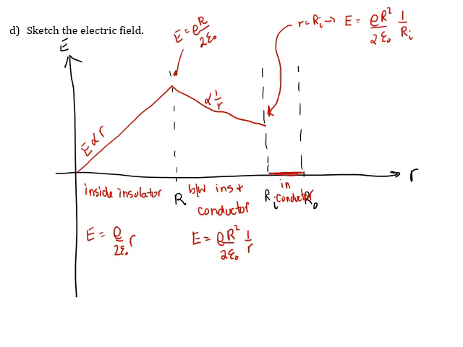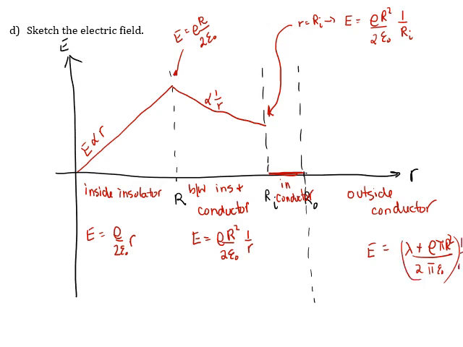And then once we get outside the conductor, our electric field now jumps. And we know the expression for the electric field outside the conductor. So for this part out here, E was equal to, oh, why don't I stick to red here for that? E equals lambda plus rho times pi R squared over 2 pi epsilon naught times 1 over r.